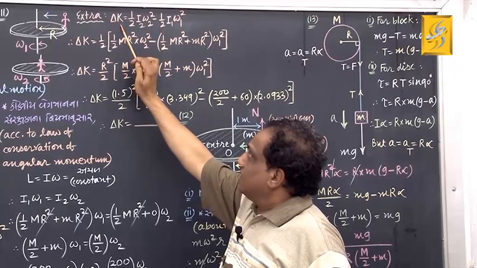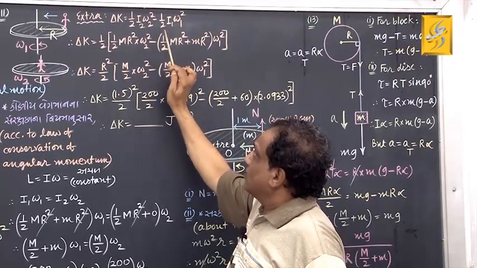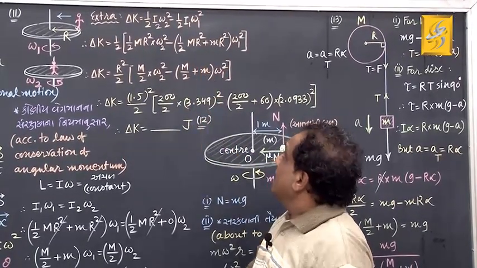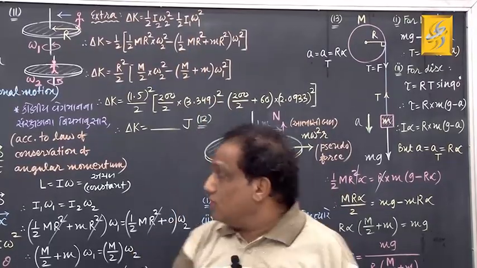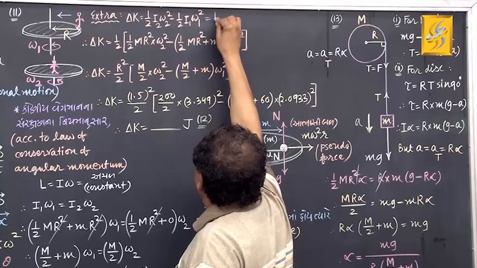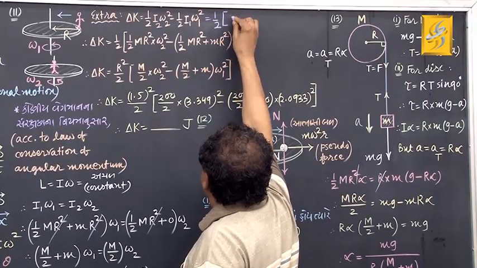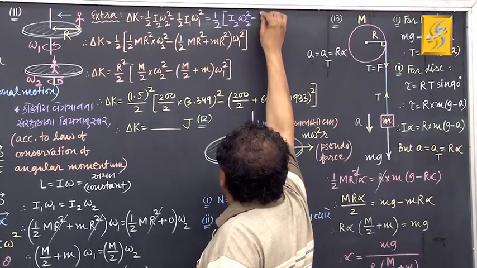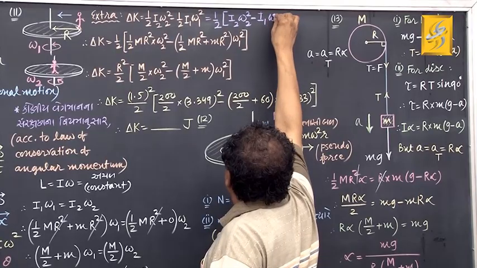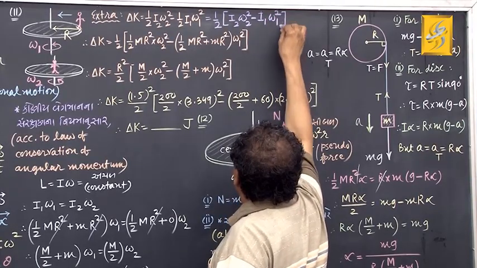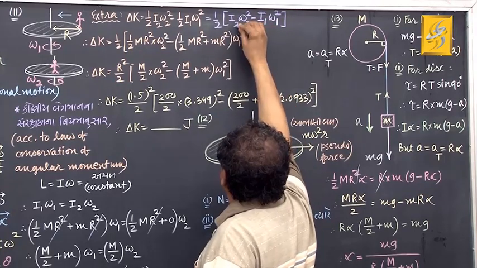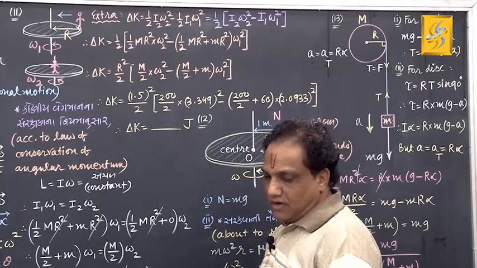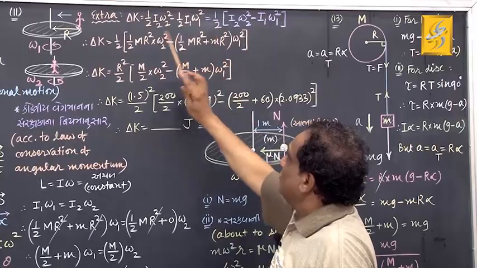Change in rotational kinetic energy is final rotational kinetic energy minus initial rotational kinetic energy: half I2 omega 2 square minus half I1 omega 1 square. Let me take 1 by 2 common. Then inside the bracket, I2 omega 2 square minus I1 omega 1 square. Correct? Fine. So this is half into I2 omega 2 square minus I1 omega 1 square. This 1 by 2 stays as it is.